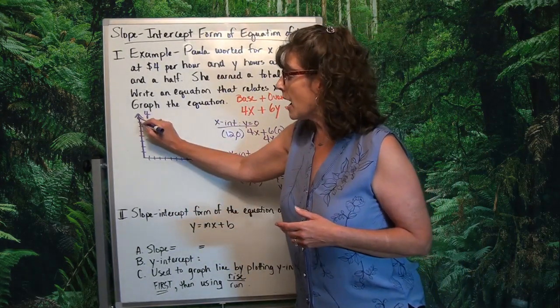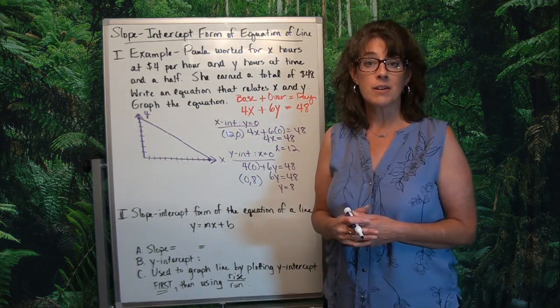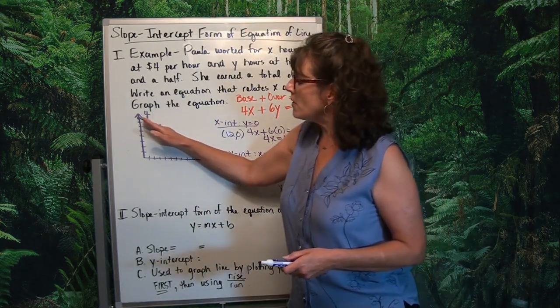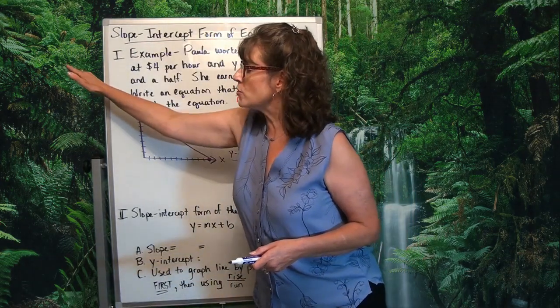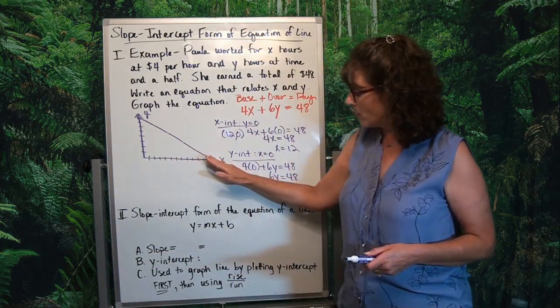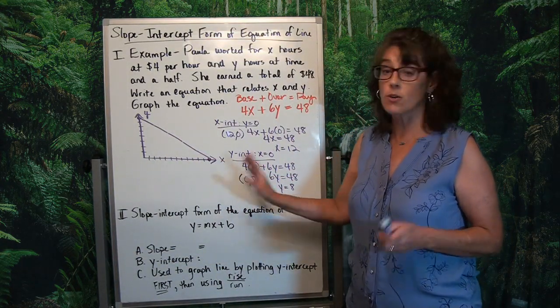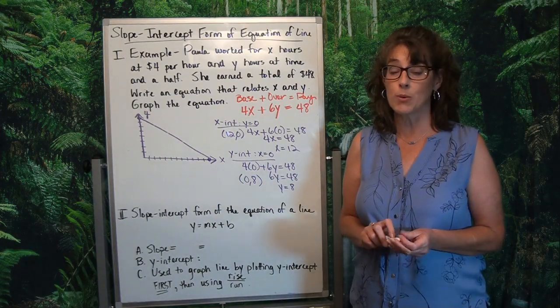Now, normally I'll put an arrow here and I'll put an arrow here. Why did I not do that? Yes, because the arrow indicates that it's going on forever in this direction, but it can't because that would get into negative hours here. This arrow would indicate it's going to go forever in this direction. It can't because that'll get into negative hours down here. It can't do that. That's not possible.